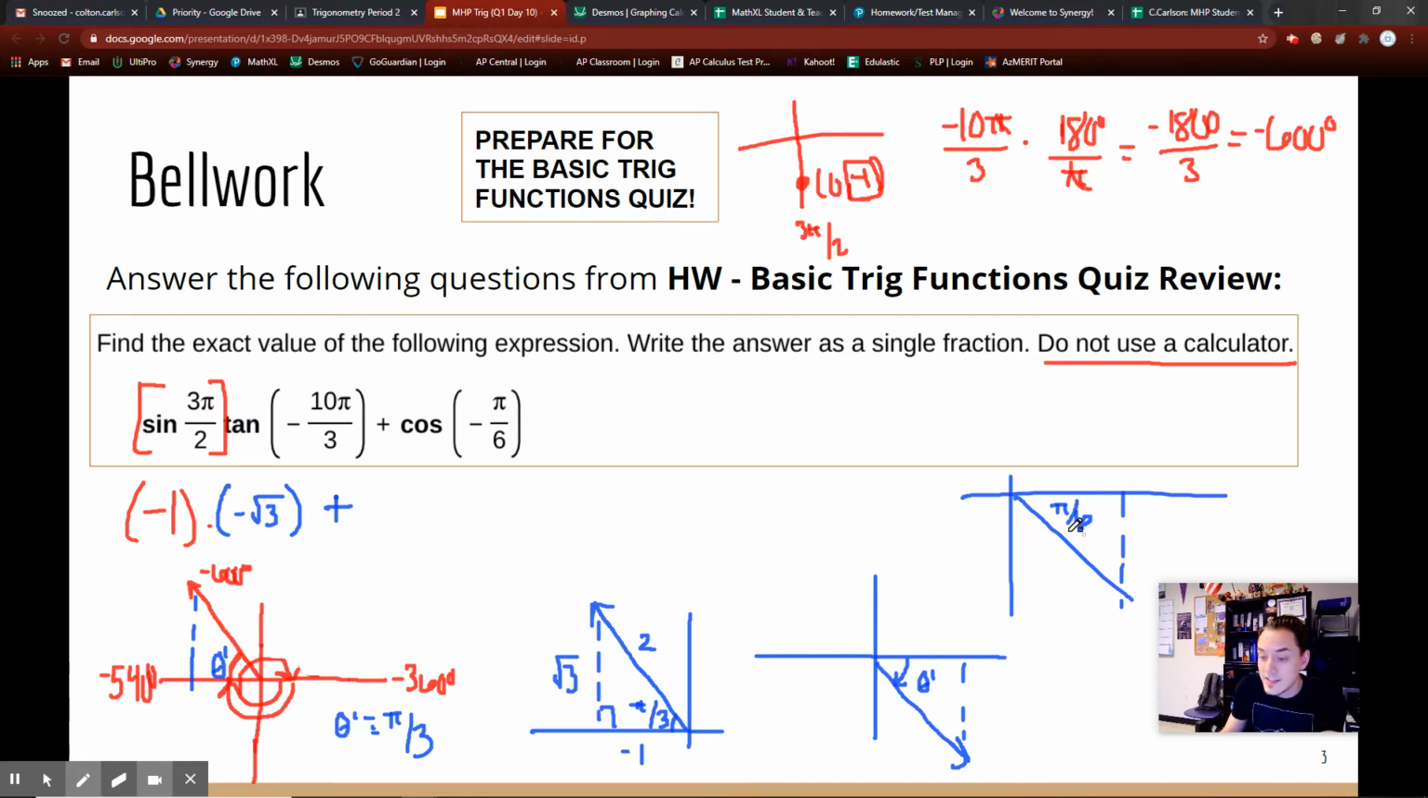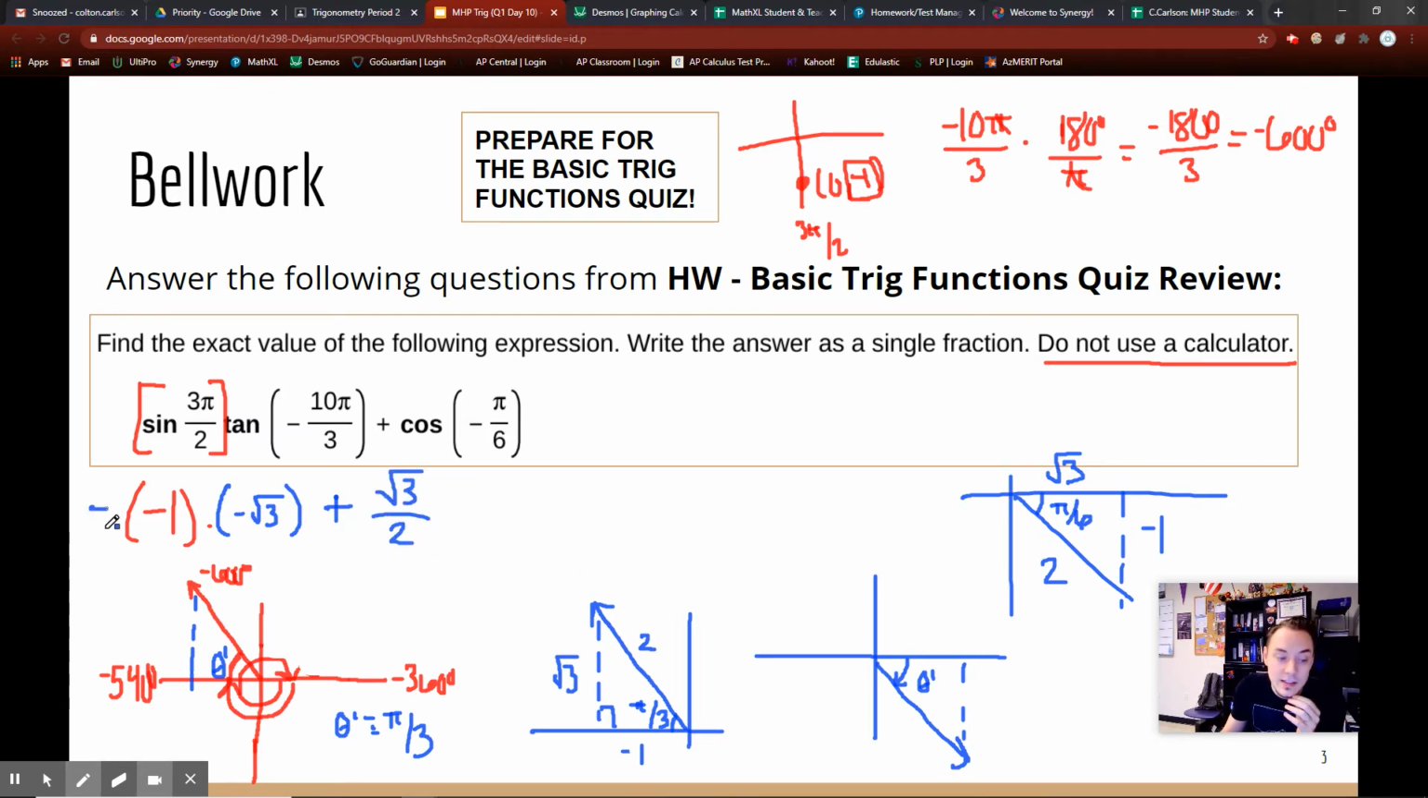Again, since this is pi over 6, I know that this is negative 1 because it goes down, but I know it's 1 because it's not pi over 3. And that means this needs to be radical 3, and then the hypotenuse is always 2. Cosine is adjacent, radical 3 all over hypotenuse.